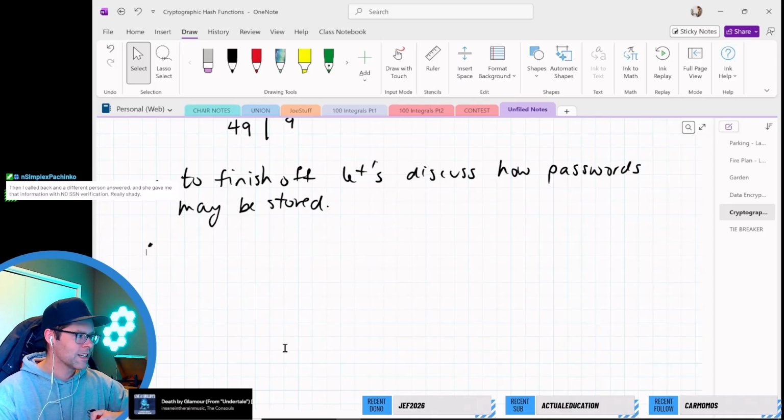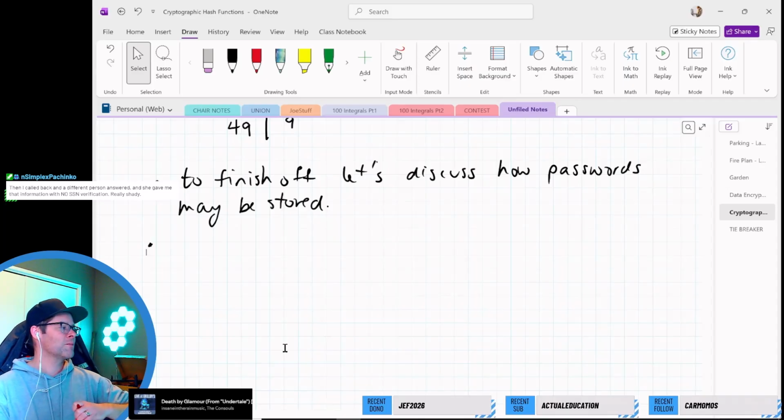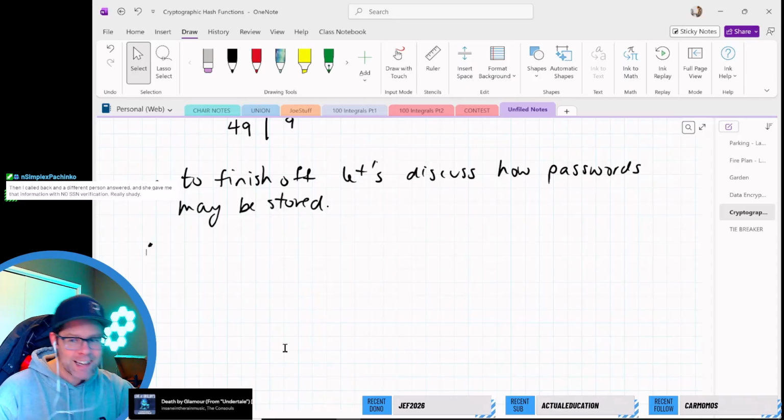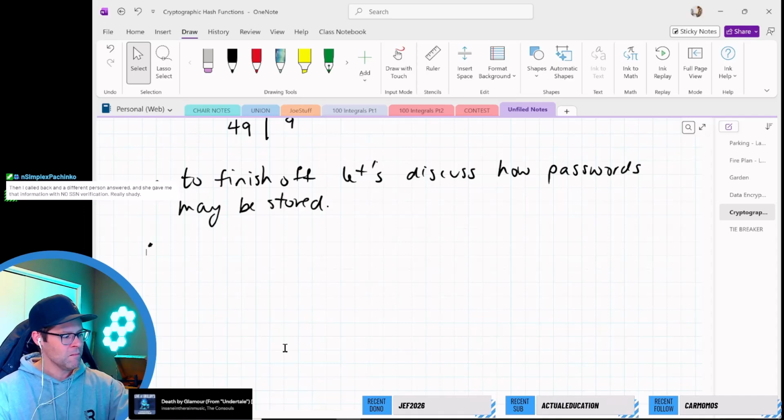Then you called back and a different person answered, and she gave me that information with no social security number verification. Oh my gosh. So somebody within the organization was trying to get your SSN. That's crazy, man. I would have reported them. That's super sketchy.